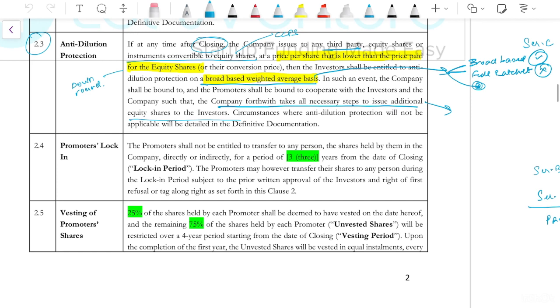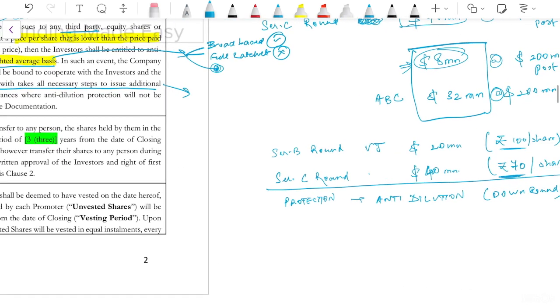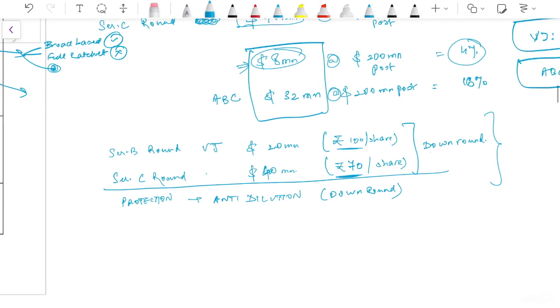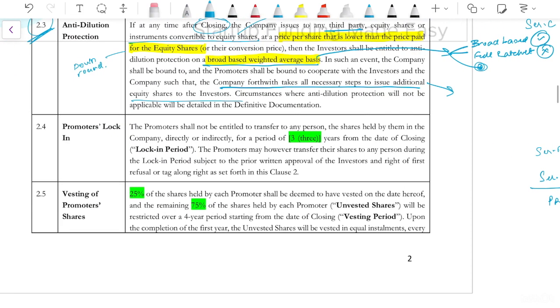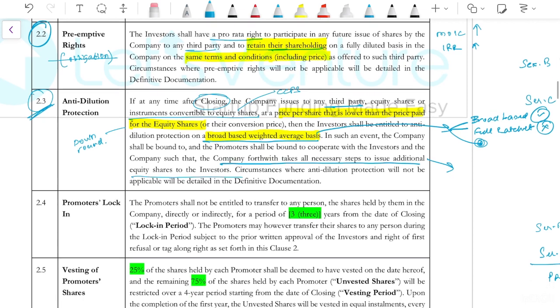But via this clause, the investors are actually asking the company to prevent or protect them from an equity risk of a down round. Note the word down round, because the anti-dilution clause is only used in case of a down round. In case it is an up round, or a round wherein the price is higher than the previous round, in that case I do not have anti-dilution rights. I have preemptive rights. I hope I'm clear and I was able to drive this point.